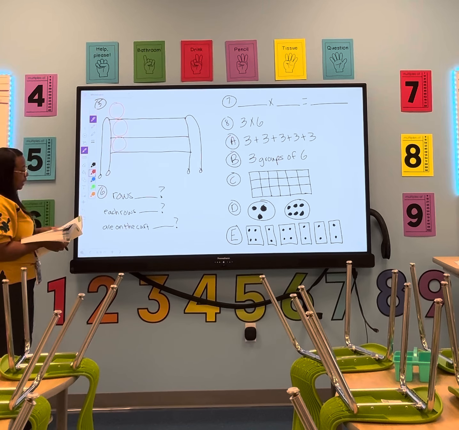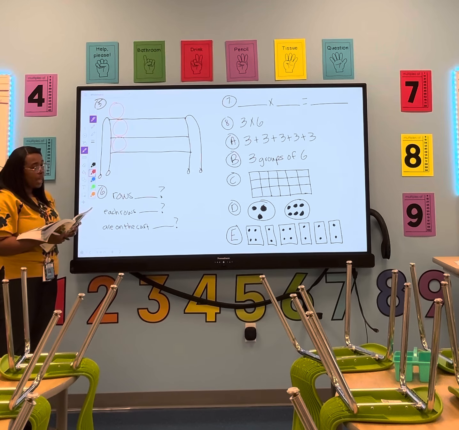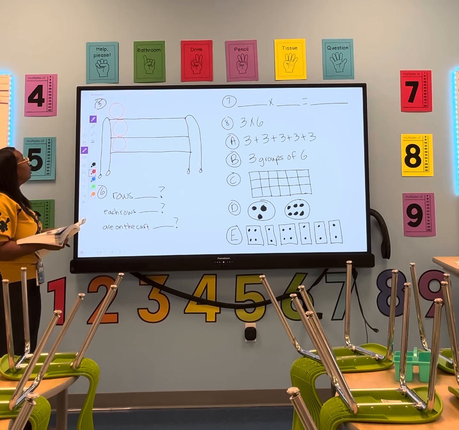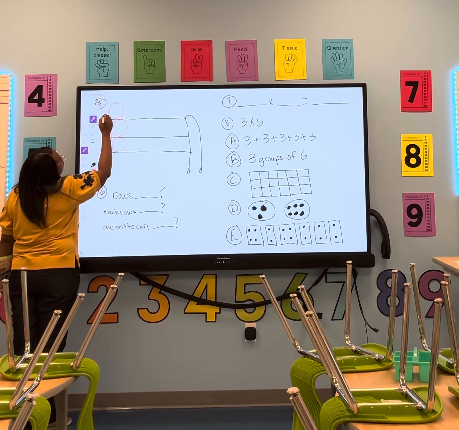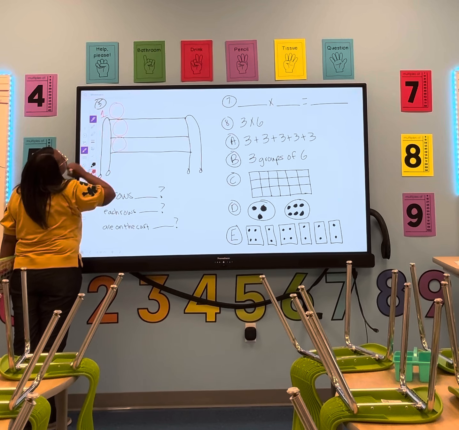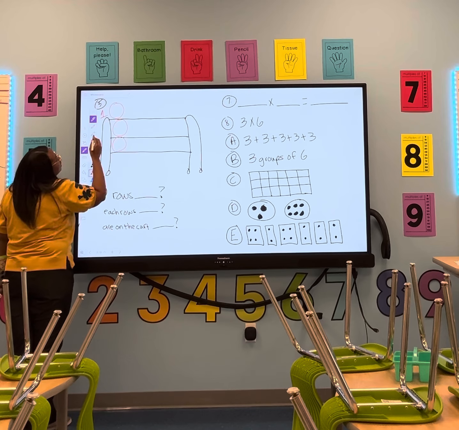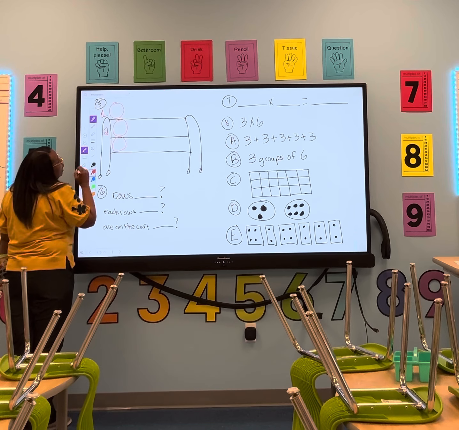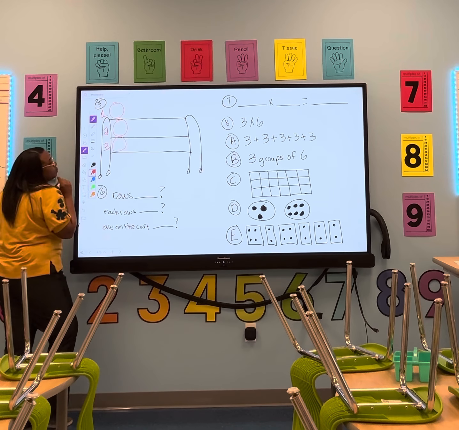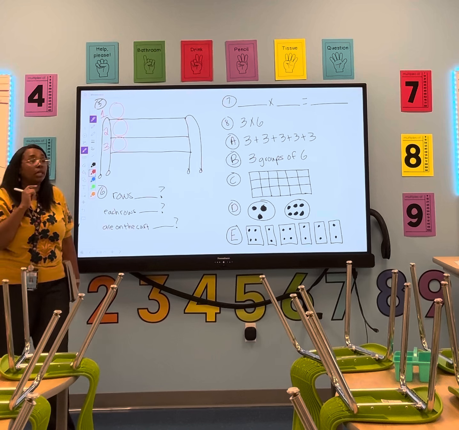So number 5 says, the basketball court has 3 shelves. Okay, so these are going to be your 3 shelves. This is the first shelf at the top, so I'll put number 1. The second shelf is the middle one, so this is the second shelf, number 2. And then the third shelf is the bottom shelf right there, so that's the third shelf.